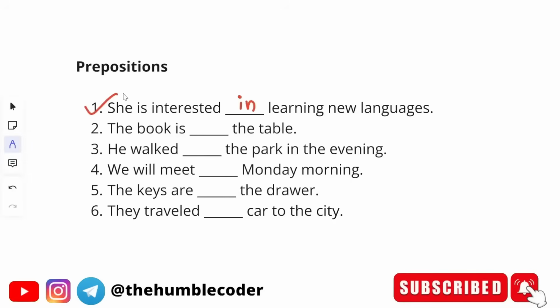Moving on to the second question now. The book is dash the table. The correct answer is the book is on the table. Moving on to the next question. He walked dash the park in the evening. The correct answer will be he walked through the park in the evening.